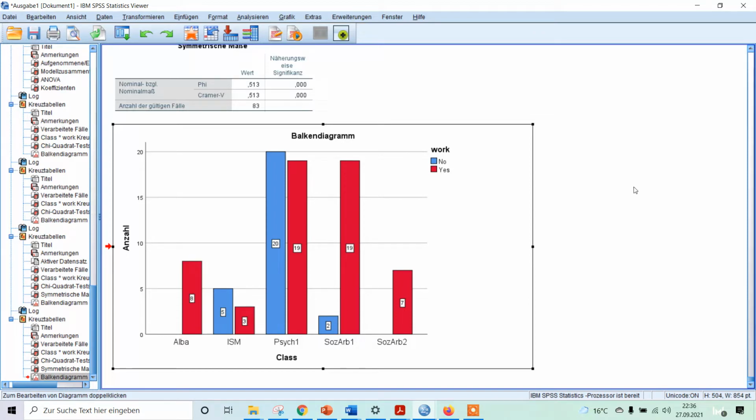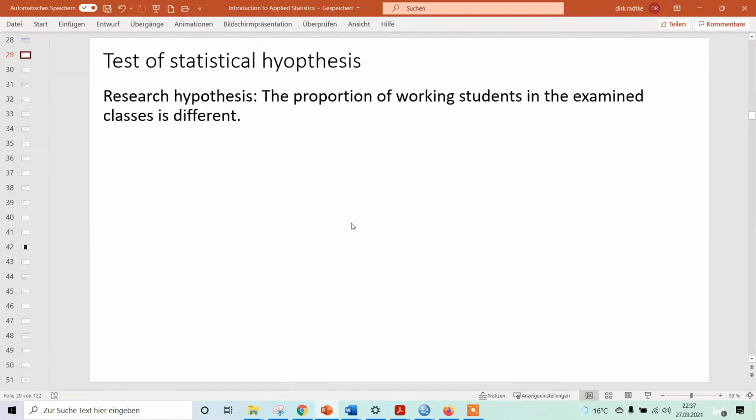So that's the cross table. So we can refute the null hypothesis and confirm our research hypothesis. The proportion of working students indeed is different in the examined classes.